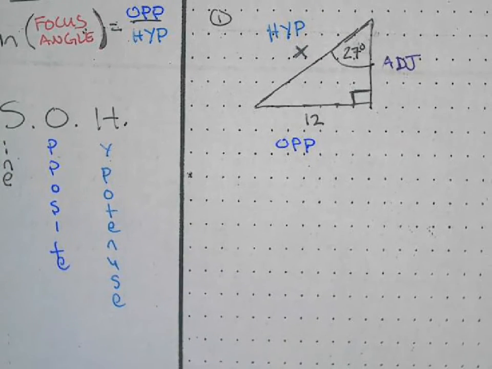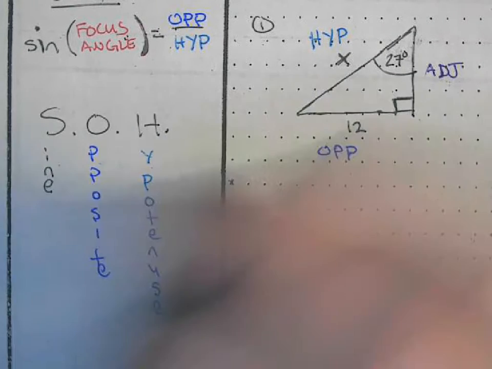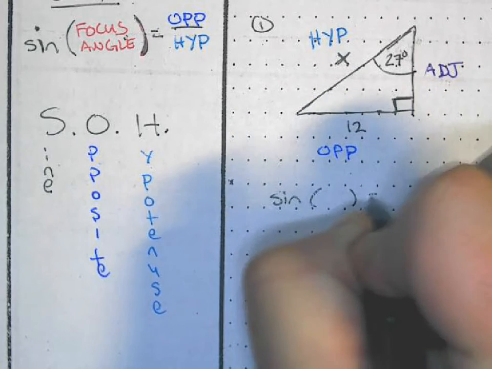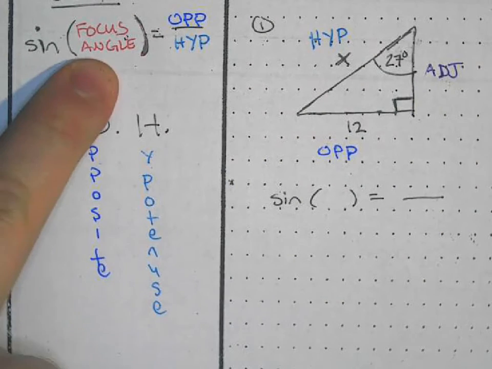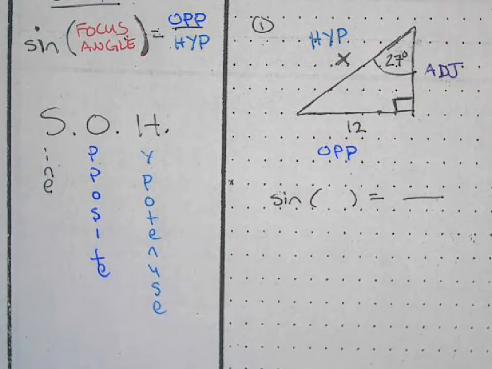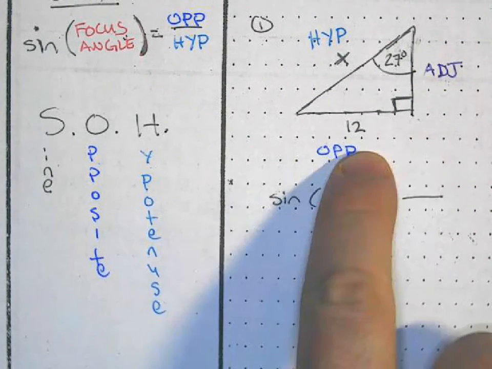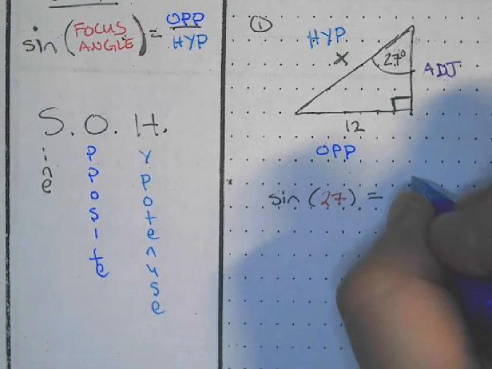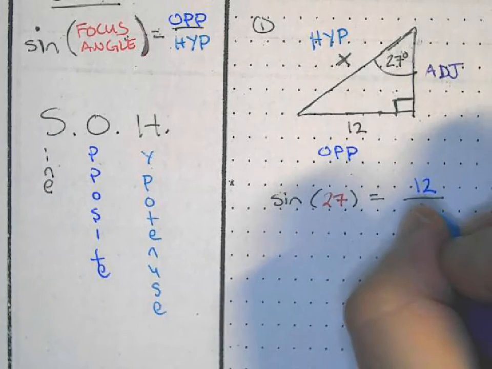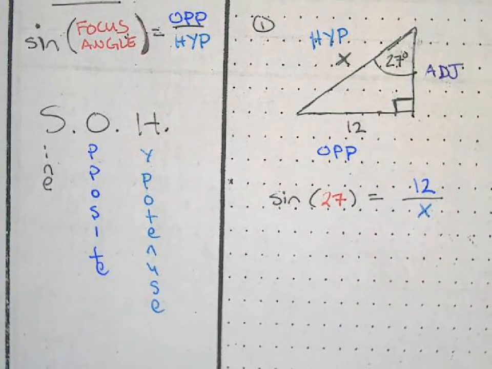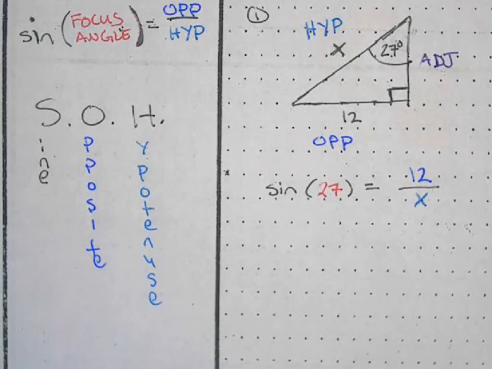Okay, so now let's set up our formula and solve. So we can say sine of our focus angle is equal to opposite over hypotenuse, right here. So I'll say sine of 27 is equal to opposite 12 over my hypotenuse, which is x. We'll use our calculator right here.